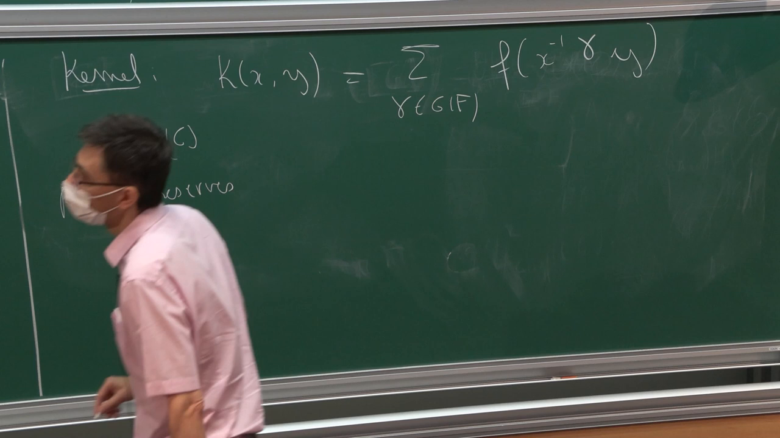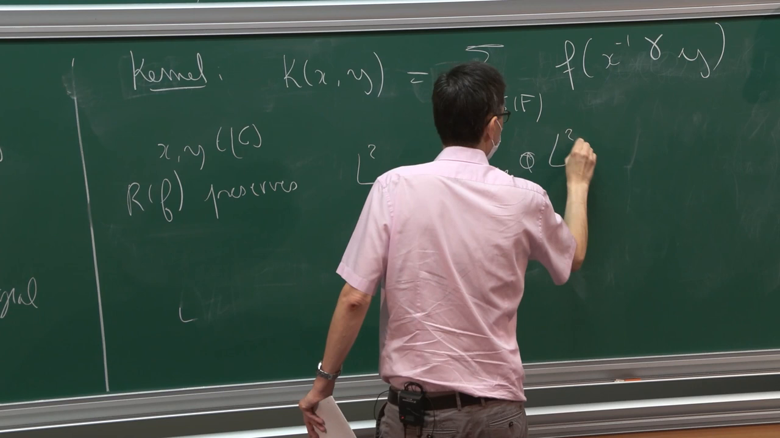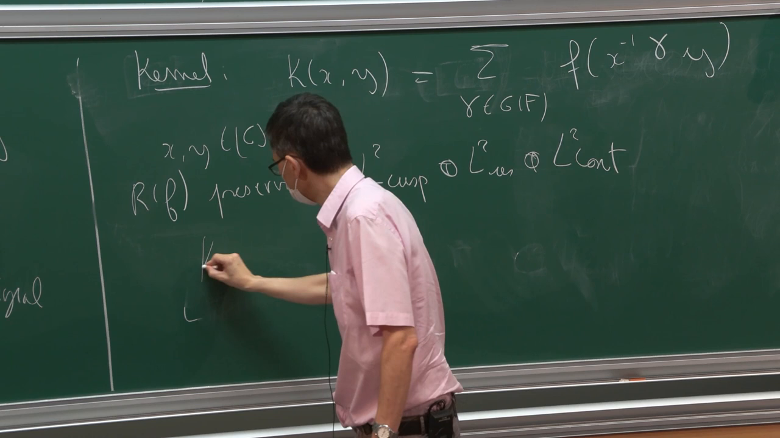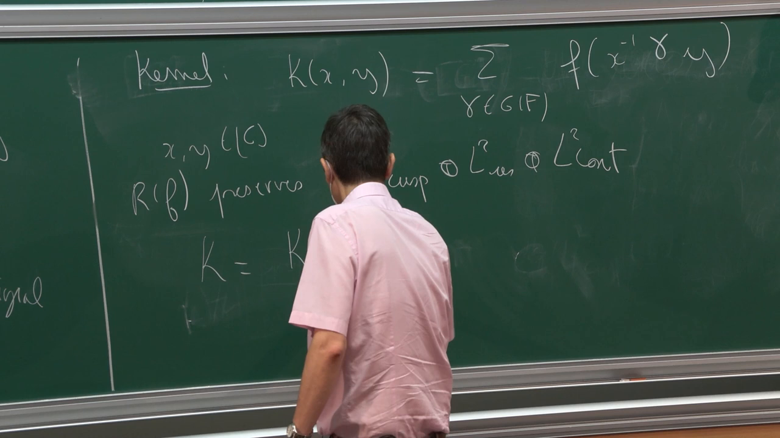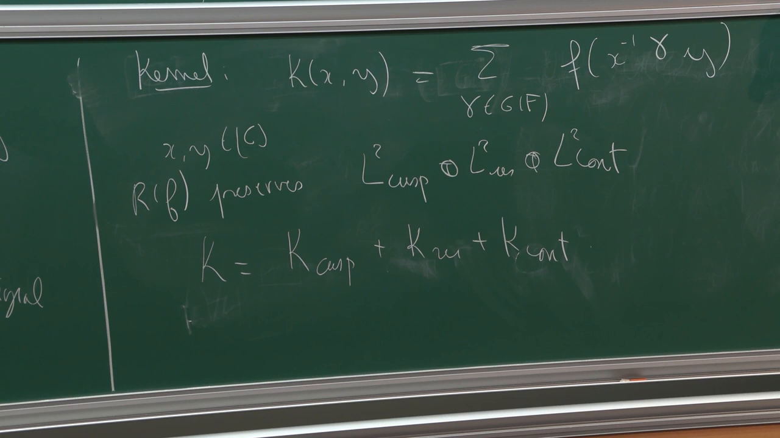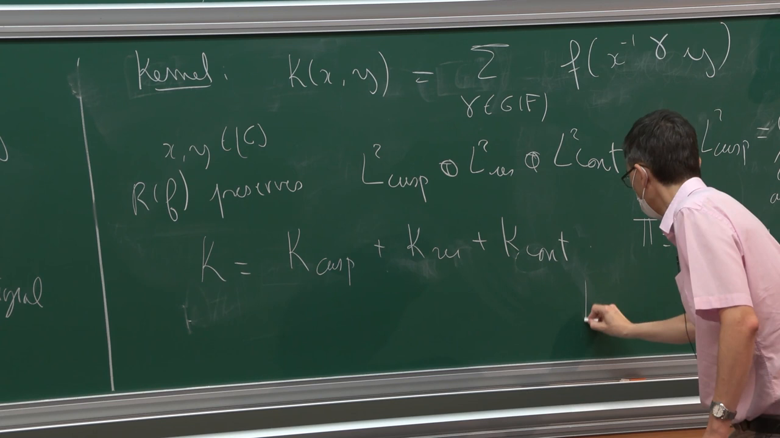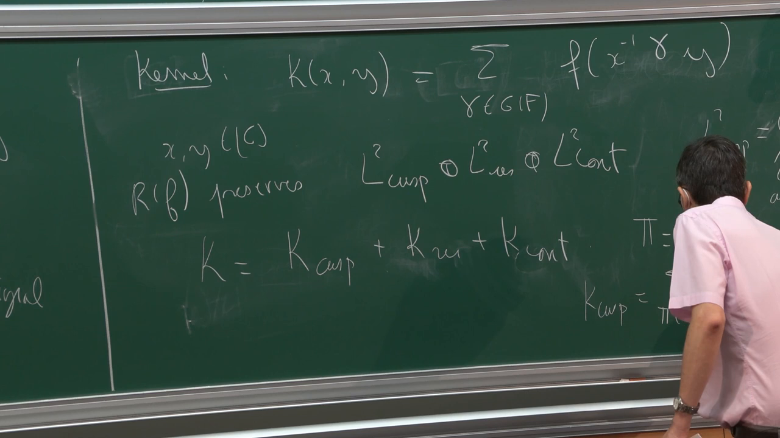preserves the decompositions. So L2 cusp plus L2 residual plus L2 continuous. So we can accordingly write the kernel as a K cusp plus K residual plus K continuous. And since L2 cusp is the sum over the cuspidal automorphic representation of the factor L2 pi, I will denote pi the set of cuspidal representation, and so we have also a decomposition of K cusp according to the decomposition of L2 cusp, of K pi.